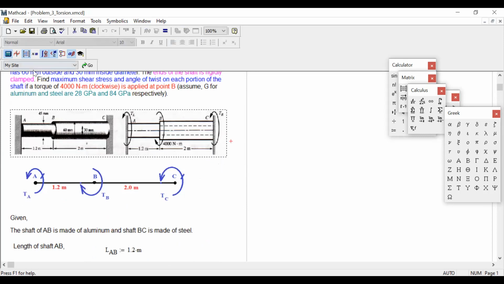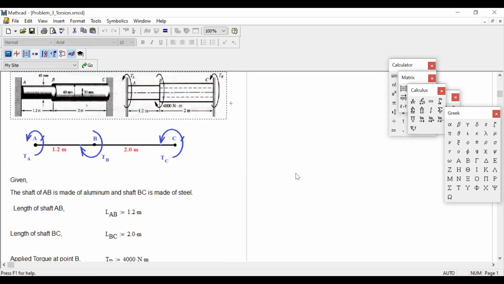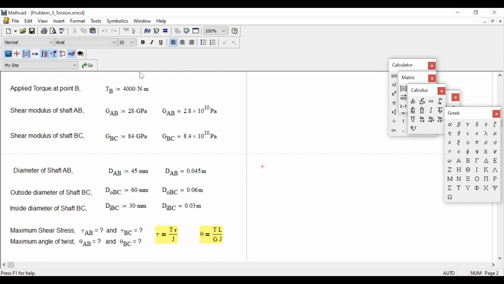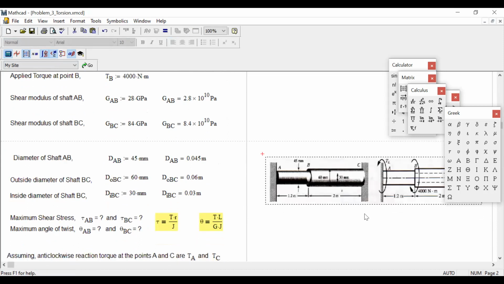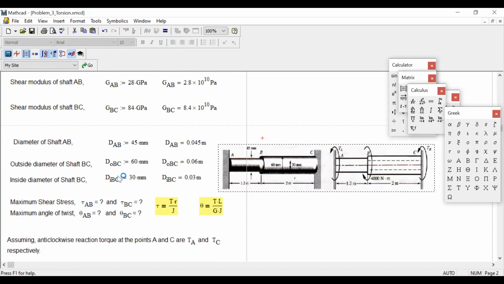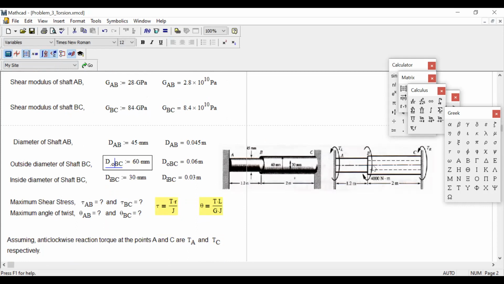If I copy this one, that will be here for you. Okay, so you see, all data is already given in the problem. DBC, actually it is hollow. So outer diameter 60, inner diameter 30 millimeter. Now we can use any notation, D1, D2, you can use.